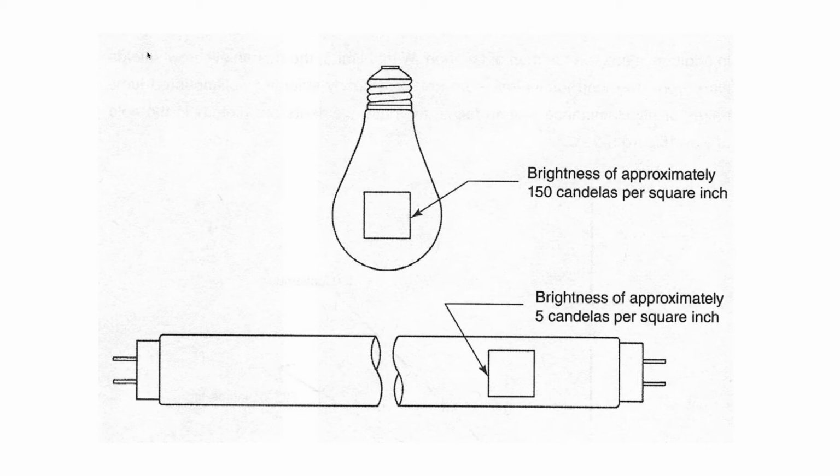So, for example, an old incandescent light might have had a brightness level of approximately 150 candelas per square inch, whereas an old fluorescent tube would have had only 5 candelas per square inch. So, a pretty significant difference. Just by using fluorescent tubes instead of incandescent lamps, you immediately decrease the risk of glare because the tubes themselves just aren't that bright.